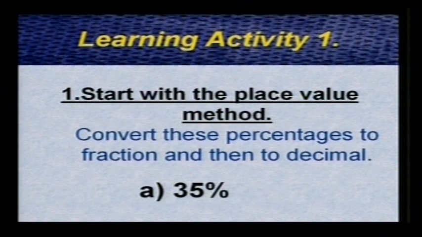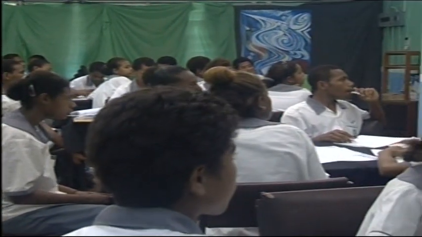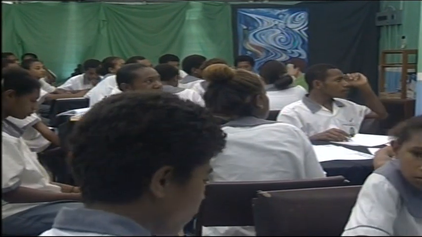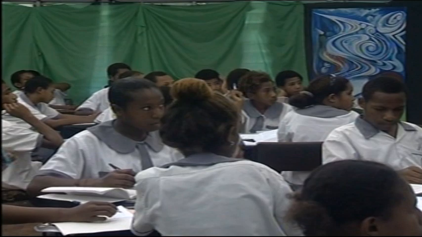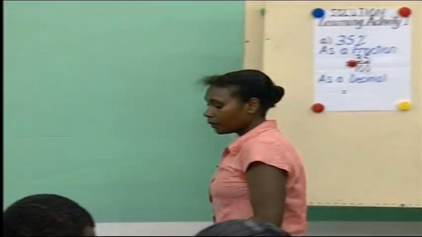You should be finished by now. I have it on the chart. 35% as a fraction. Who can give me an answer to that? As a fraction. Not to be simplified, but give it as a fraction first. Shannon? To the receiving teacher, you can also choose your student to make correction on the board. 35 over 100. Put your hand up if you have the same answer. Correct? As a fraction, so we have 35 over 100.